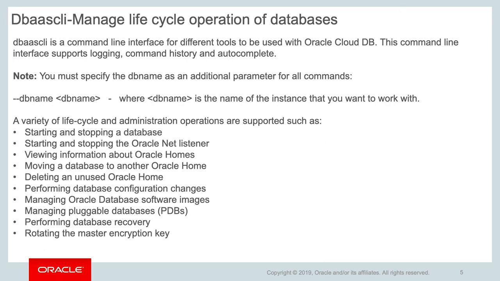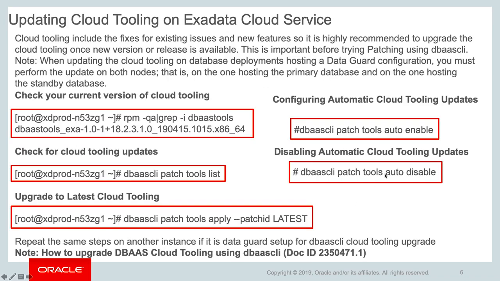So now we'll look at some of the important considerations before using this Dbus CLI tool. Updating cloud tooling on Exadata Cloud Service is an important step because cloud tooling includes the fixes for existing issues as well as new features. It is highly recommended to upgrade the cloud tooling once any new version or release is available. And it is important before even trying a patching using Dbus CLI.